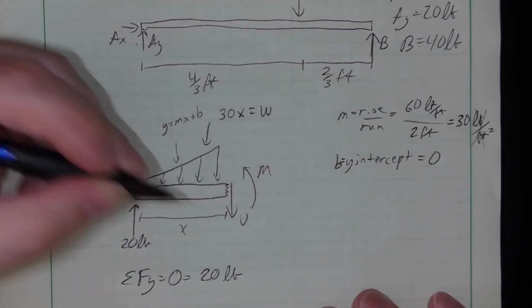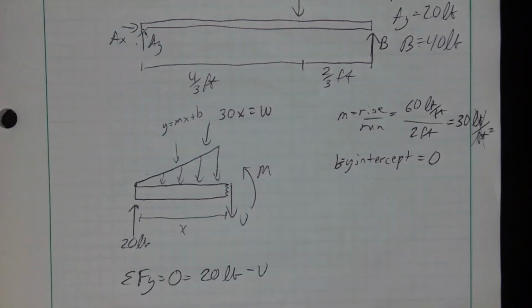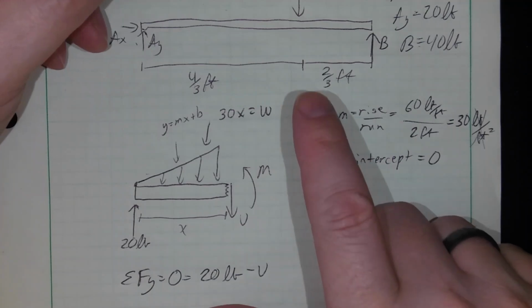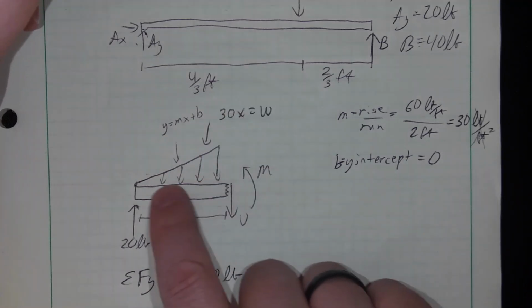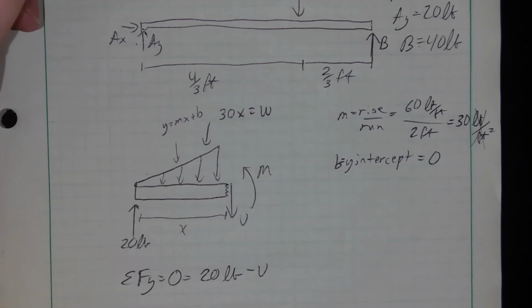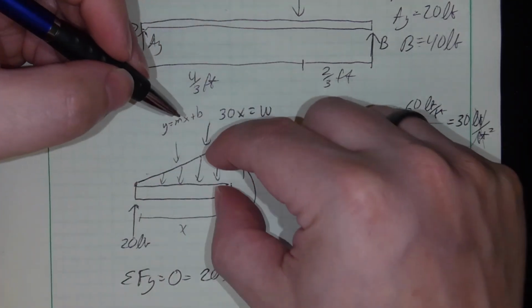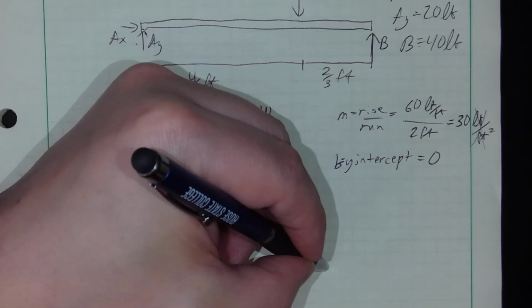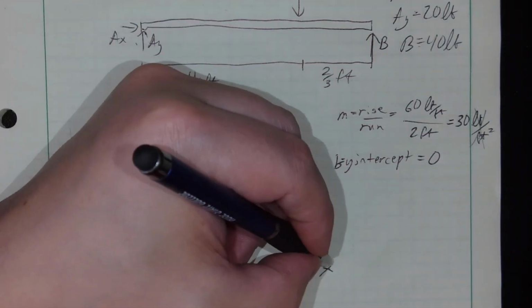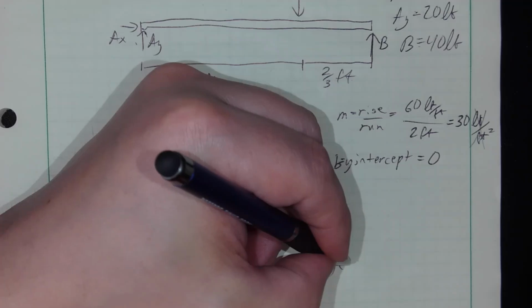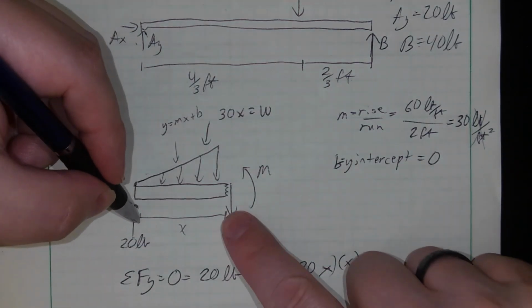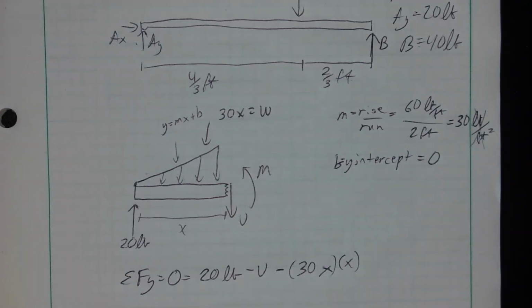I've got 20 pounds going up minus my shear, and also minus the area of this triangle. Minus the area of the triangle. Well, the triangle, the height right here is just going to be 30 times x. And its width is going to be x. So at a distance x, its height is 30 times x. So this is the distributed load.